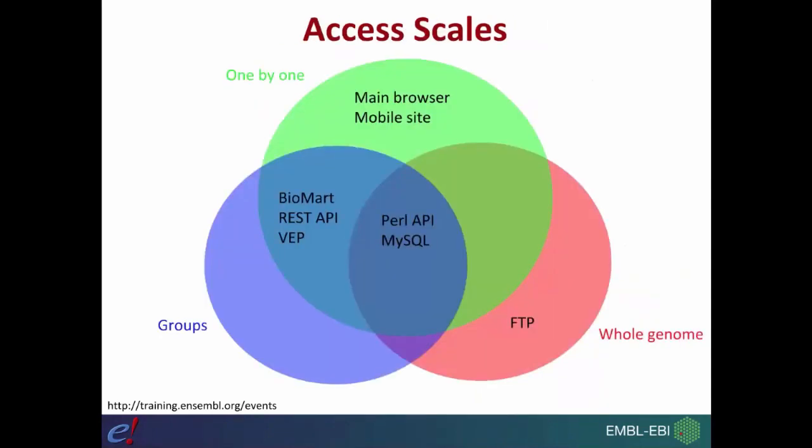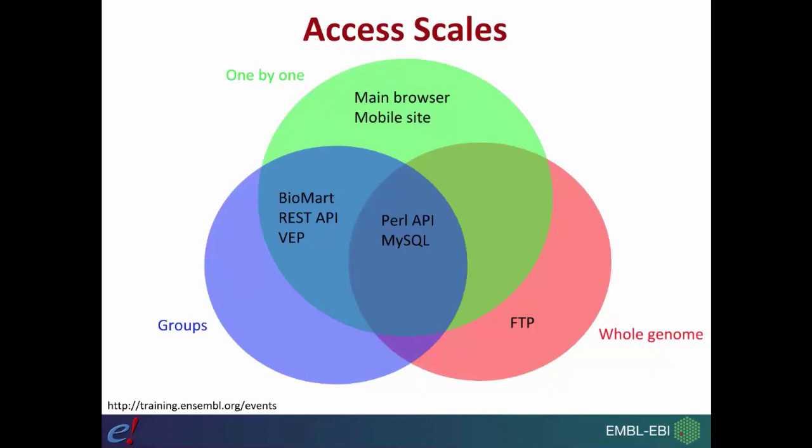There are various scales at which you can access Ensembl. If you start by looking at the individual genes or variants, in other words, doing one-by-one searches, you are most likely to use our browser site. However, if you start looking at groups of genes or groups of variants, you will be more interested in our tools, such as Biomart or the web, or maybe the REST API.